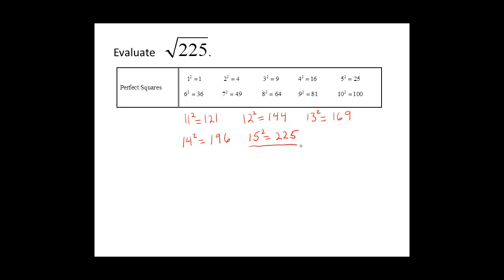Here is our answer to our question, what squared equals 225? The answer is 15. So, the square root of 225 is equal to 15.